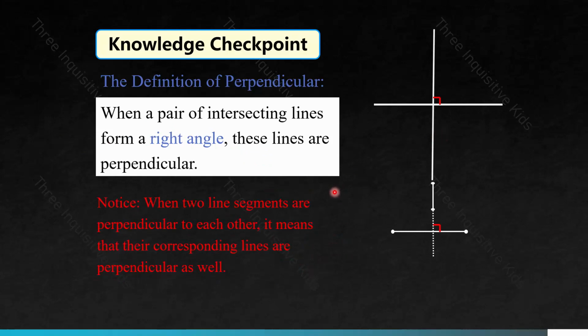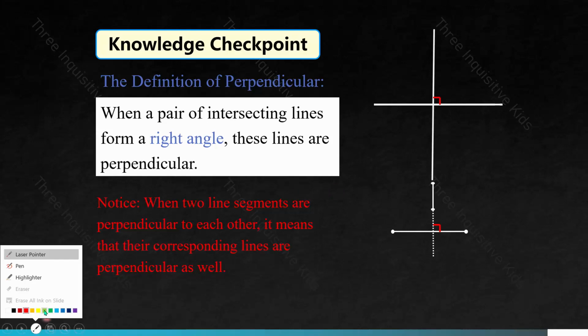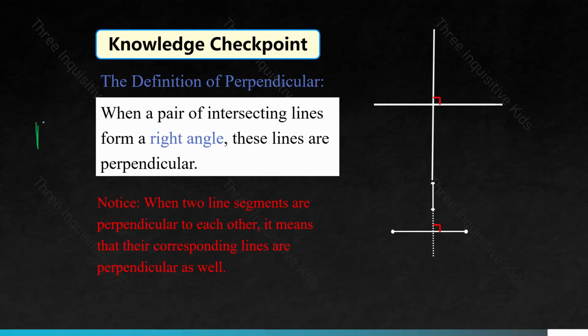And also, when two line segments are perpendicular to each other, it means that their corresponding lines are perpendicular as well. Which means that if, say, we have this line segment AB and this line segment CD, they're segments, which means they each have two separate ends. And when I draw it out here, they don't seem that they're perpendicular because they're not touching each other.